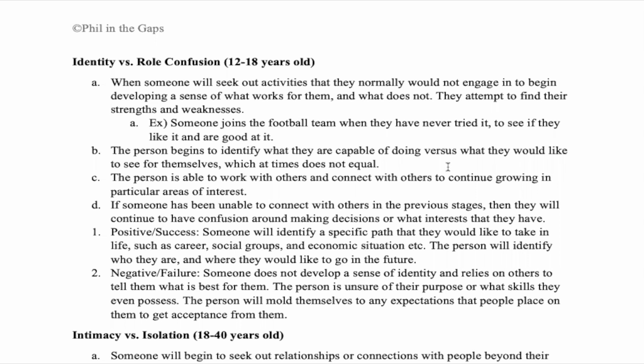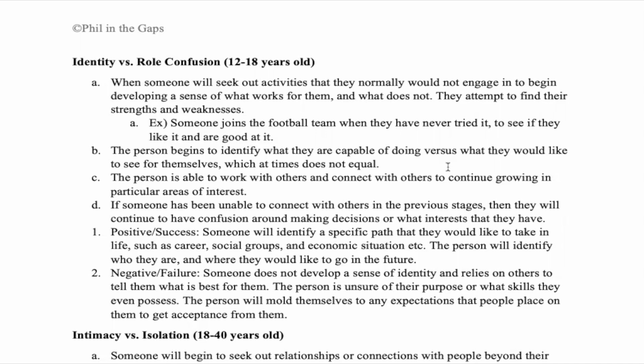So if someone has been unable to connect with others in the previous stages, then they will continue to have confusion around making decisions or what interests they actually have, because they kind of chameleon themselves throughout their life so far. If I don't really have interest, I'm just going to go with the interest that people tell me that I should have, based on the fact that I just want acceptance from somebody in some way, shape, or form.